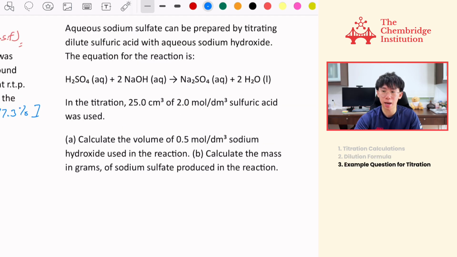So how can I apply my titration calculations? Let's take a look at this example. Aqueous sodium sulfate can be prepared by titrating dilute sulfuric acid with aqueous sodium hydroxide. The equation is as such, so this is number 1. We want to balance the equation.